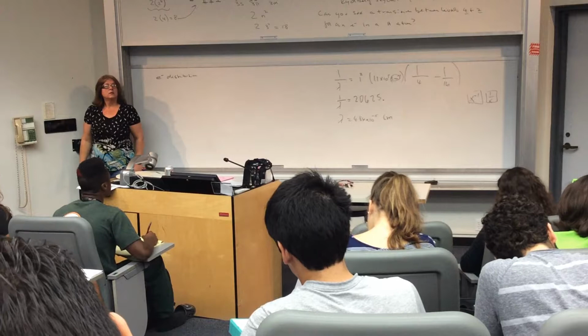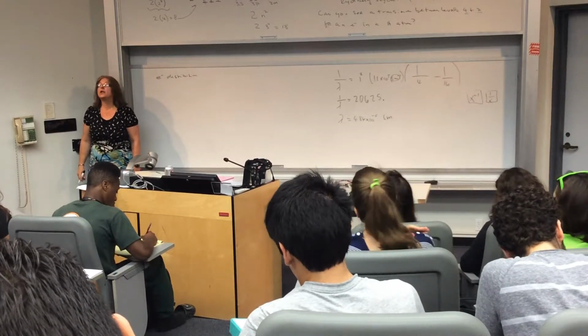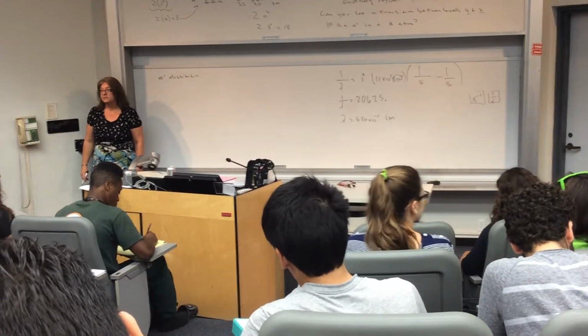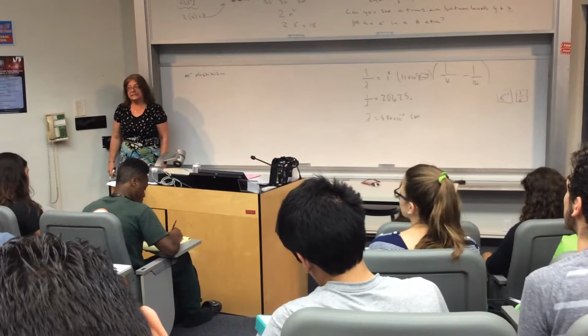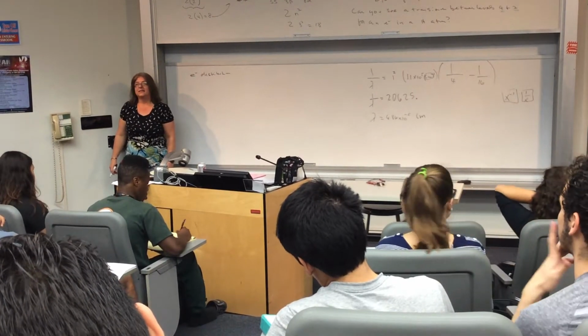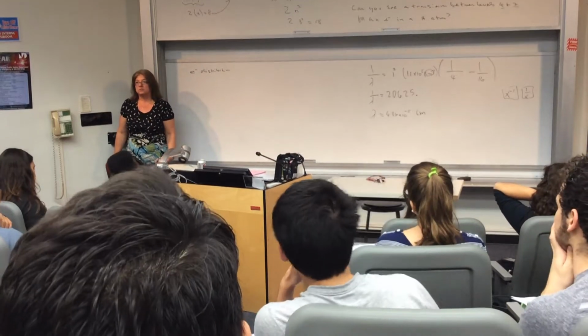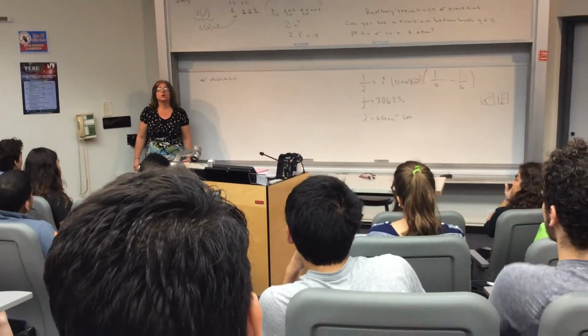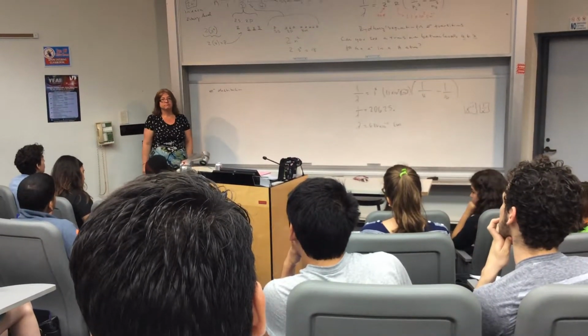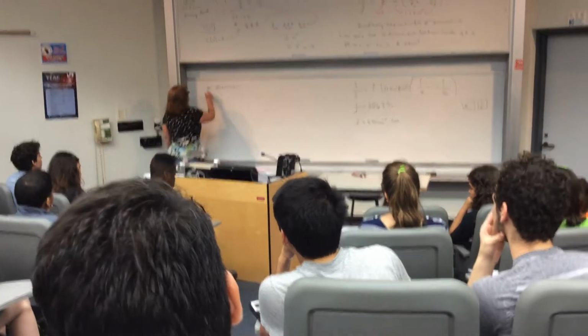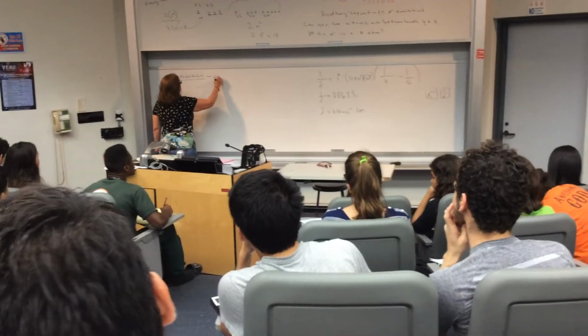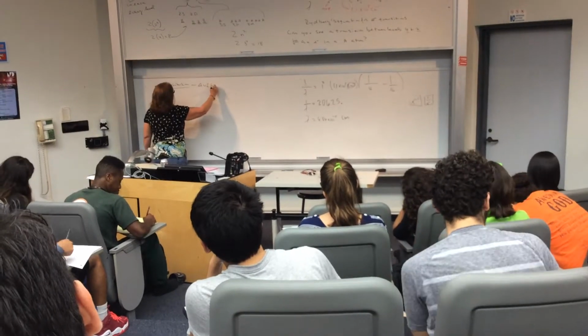Alright. I'm assuming you already know how to do this. If you don't remember, you're going to have a hard time catching up. So here we go. The electronic distribution is based on the Aufbau principle.